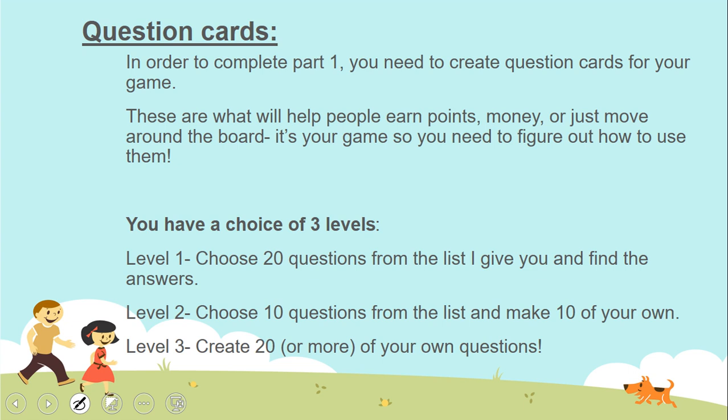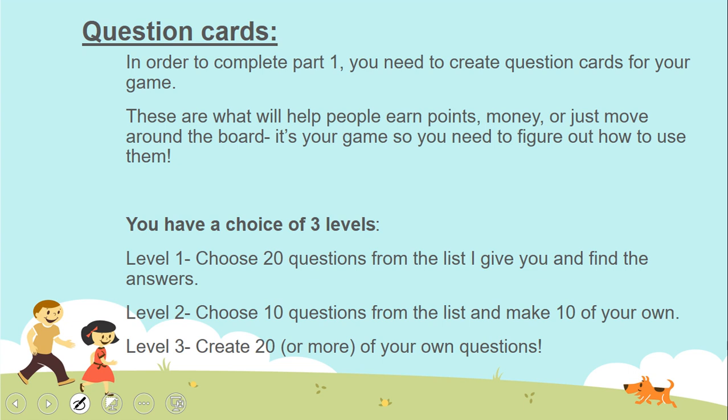Level 2 is that you choose maybe 10 of mine, and then you make up maybe 10 of your own. You can do more of mine or more of your own, or less of mine and more of your own, okay? You decide how many you want from mine, but you need to have some of your own. That's level 2, so a mix of both. Level 3 is that you create all of your own questions, okay? So this is a super challenge.